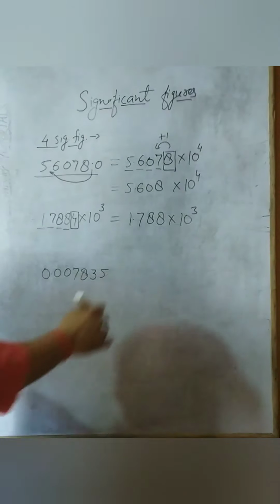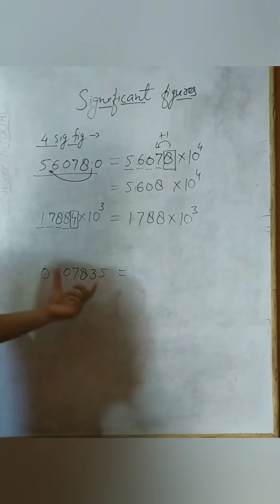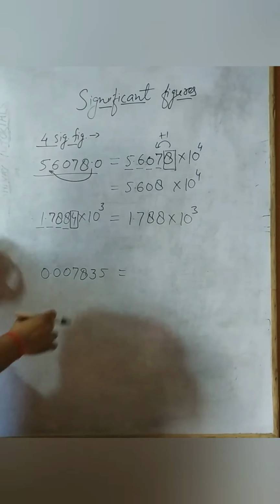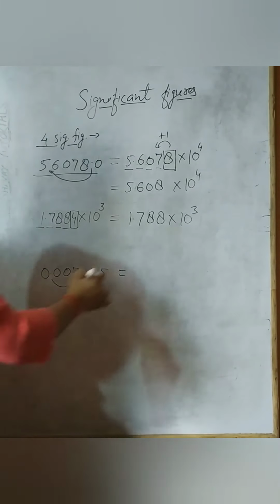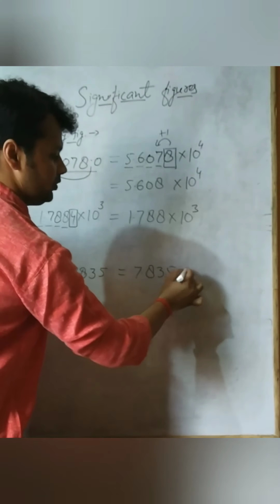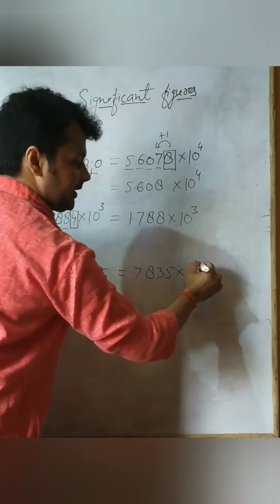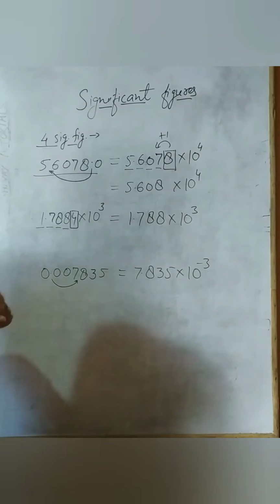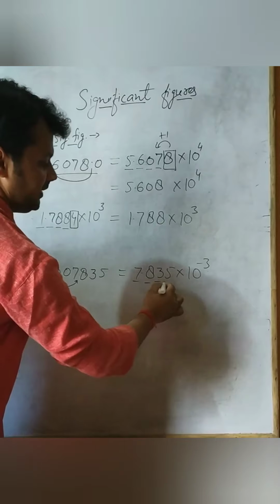Done. And the last one, again, now here it is a decimal. First of all, we have to convert it into the exponent form. So now the decimal will move from here to after 7. So it will become 7.835 into 10 to the power, you see, the decimal has gone 3 places right, so it will become minus 3. Right? And it is again having only 4 significant figures.